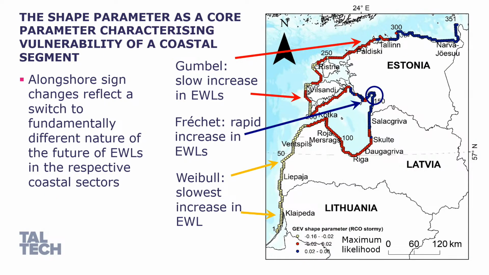The GEV shape parameter based on one projection, the RCO data, varies substantially along the study area, and here it is visible that the points marked with red should follow the Gumbel distribution, and there the increase in extreme values in time should be slow but still existing. And the points marked with blue follow the Frechet distribution, and in these regions the increase in extremes may be rapid, and these areas are more prone to extensive floodings in the future. And the points marked with yellow should follow the Weibull distribution, and they show the slowest increase in extreme water levels in time.